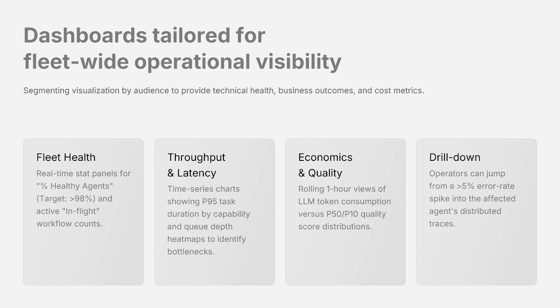Then we have drill down. Operators can jump from a greater than 5% error rate spike into the affected agent's distributed traces. So make sure you also implement drill down. You can drill down to see what is happening when a particular agent is utilizing tokens, calling the LLM, or calling tools. So make sure you also drill down to a particular agent. Do not just collect generic logs or generic metrics. Drill down to see what is happening at the individual agent level.